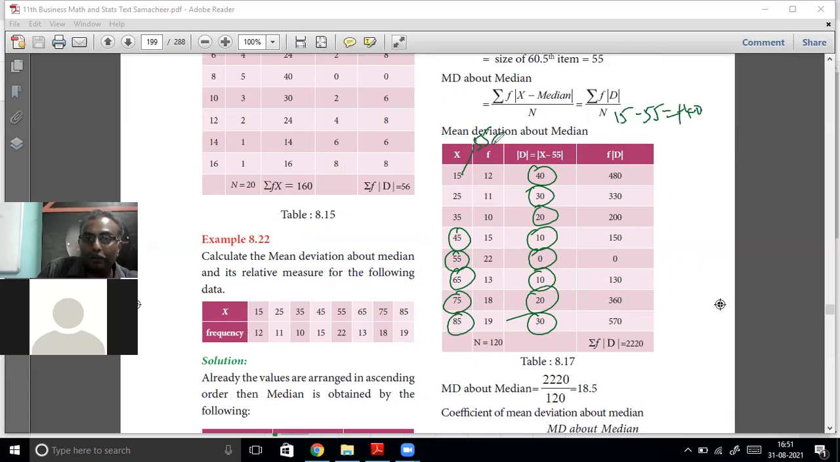Now what you have to do? You have to do f into d. This into this, like that you have to put and put here. 12 into 40, 480. 11 into 30, 330. 10 into 20, 200. 15 into 10, 100.